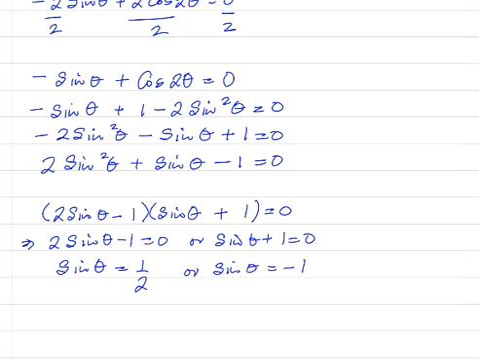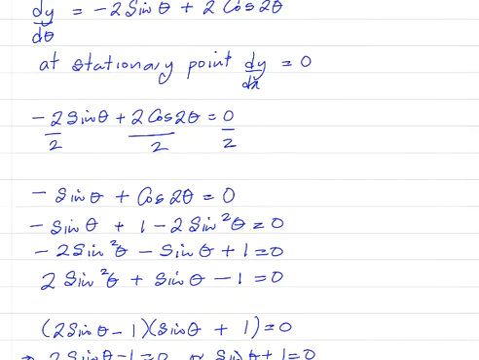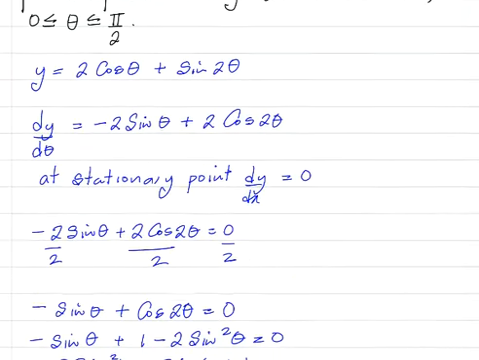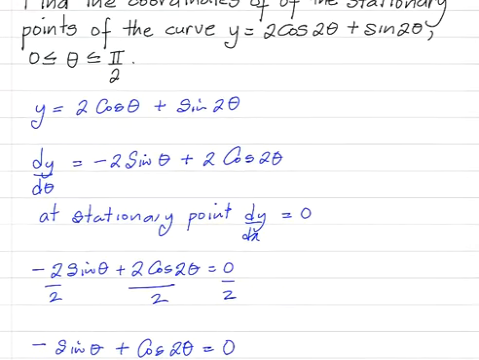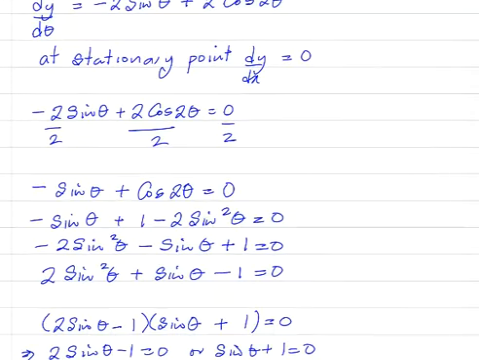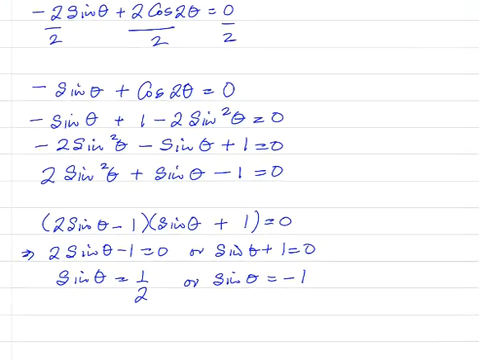Alright, so I'm going to reject one of these answers, and I'll tell you why. The examiner says he only needs values of theta between 0 and 90 degrees, and sine is positive in the first and second quadrant. So if sine is minus 1, it means that it's outside of the scope of values of theta that I need. So I don't need this. I'm going to reject that. So sine theta is equal to a half.